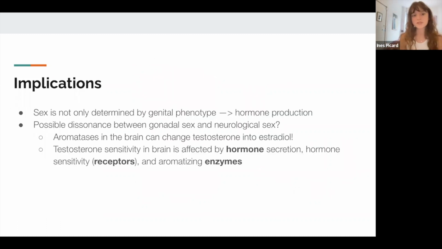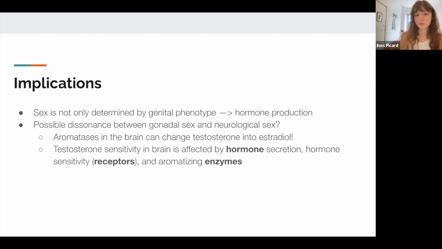So basically the implications of this study don't correlate exactly to gender because they are talking about a sex-linked chromosomal mutation, which can't be applied to transgender individuals. But it does signify that there is a disconnection between what the gonadal environment of an organism can be versus its neural environment. So you can have, for example, if you have a mutation, a dissonance between your gonadal sex and your neurological sex.